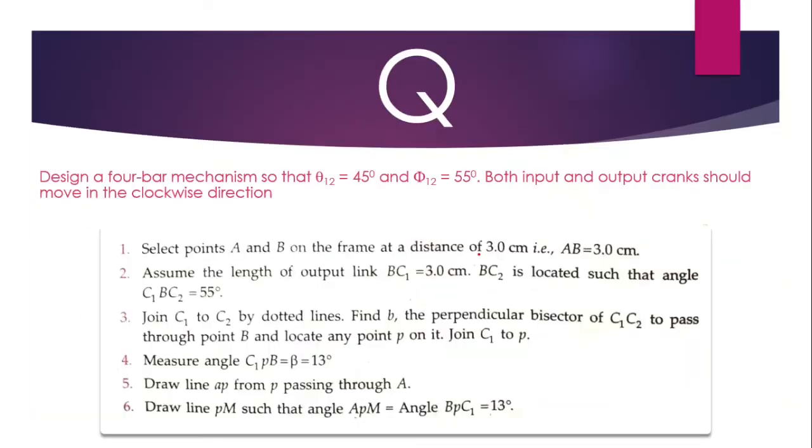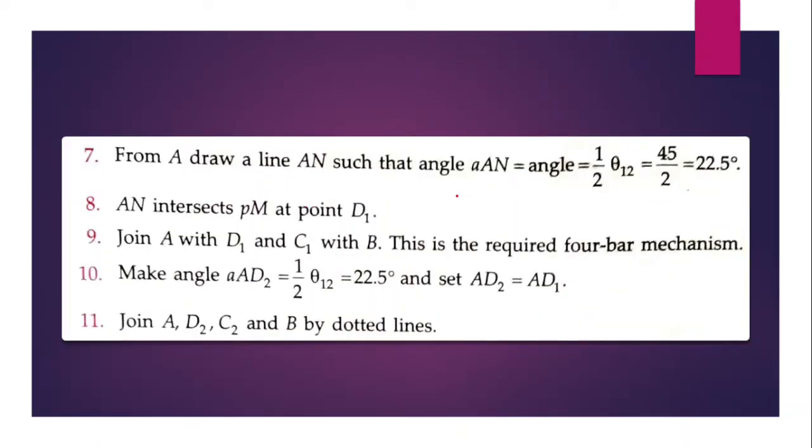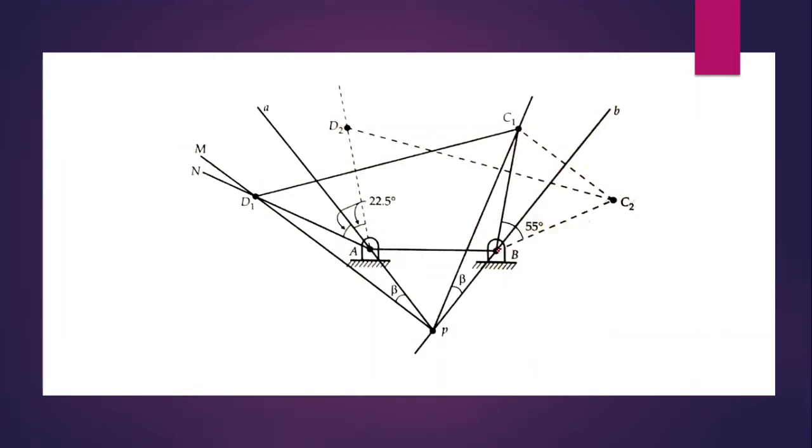Then in the second step, assume the length of output link BC1 is equal to 3 centimeter. BC2 is located such that the angle C1BC2 is equal to 55 degree. Here output crank angle phi 12 is given as 55 degree. Then first we can draw the initial position of the output crank BC1, then the second position of the output crank. The length of BC1 and BC2 must be the same. We can select that length randomly, because that length is also not given in the question.